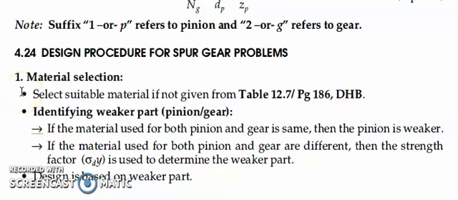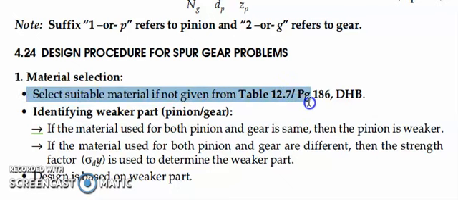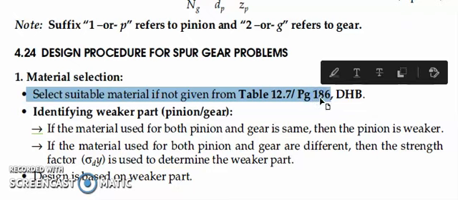If the question already gives the material, then we don't go for any other material. But if the question is blank, or no particular material is given, then we can select a suitable material from our data book table 12.7. Our design of gear is in chapter 12 of the data book by Mahadevan. So take the data book and read all the contents in table 12.7.